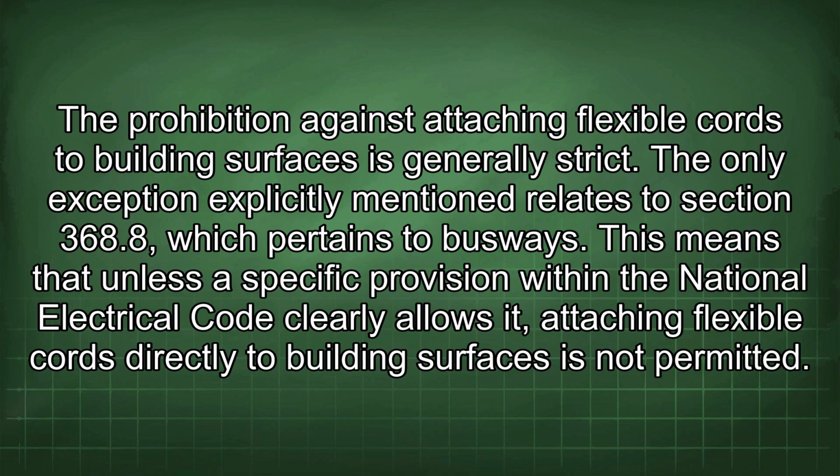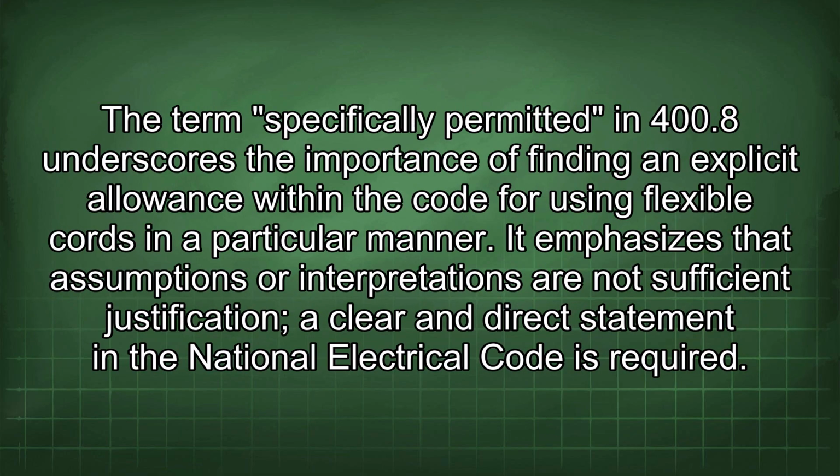This means that unless a specific provision within the National Electrical Code clearly allows it, attaching flexible cords directly to building surfaces is not permitted. The term specifically permitted in 400.8 underscores the importance of finding an explicit allowance within the code for using flexible cords in a particular manner. It emphasizes that assumptions or interpretations are not sufficient justification. A clear and direct statement in the National Electrical Code is required.